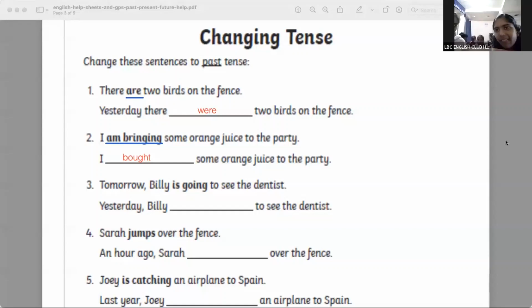Yesterday, Billy went to see the dentist. Good.